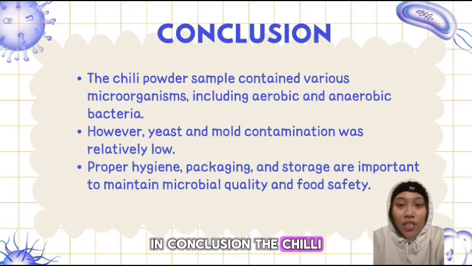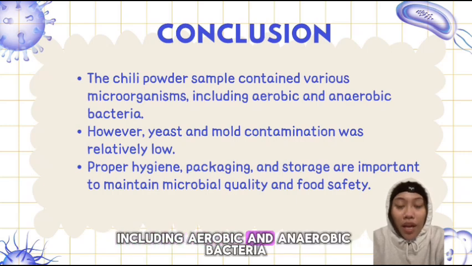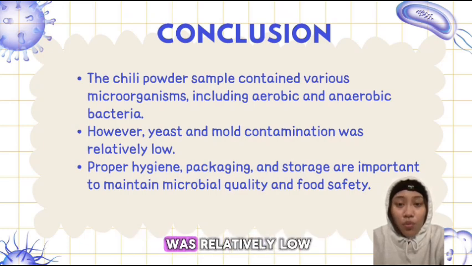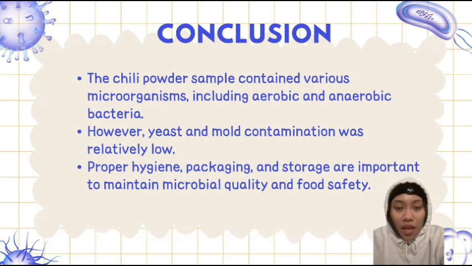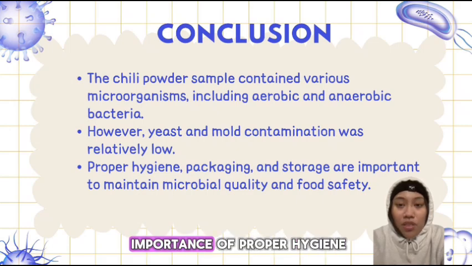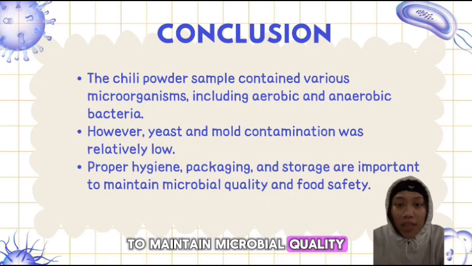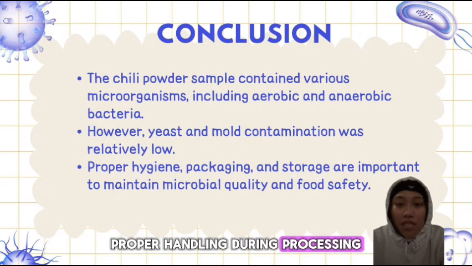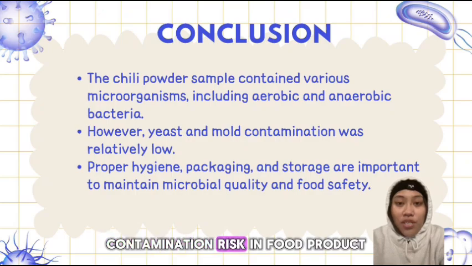In conclusion, the chili powder sample contained various microorganisms, including aerobic and anaerobic bacteria. However, yeast and mold contamination was relatively low compared to bacterial contamination. These findings highlight the importance of proper hygiene practice, suitable packaging, and proper storage conditions to maintain microbial quality and ensure food safety. Proper handling during processing and distribution is also essential to reduce contamination risk in food products.